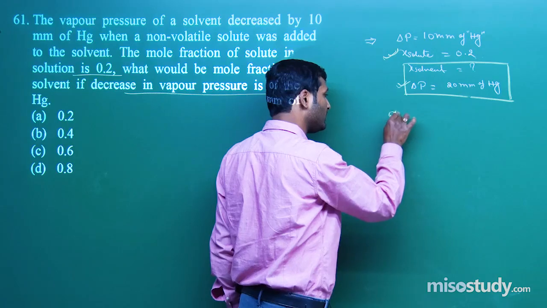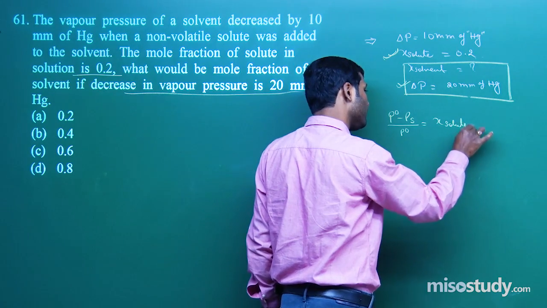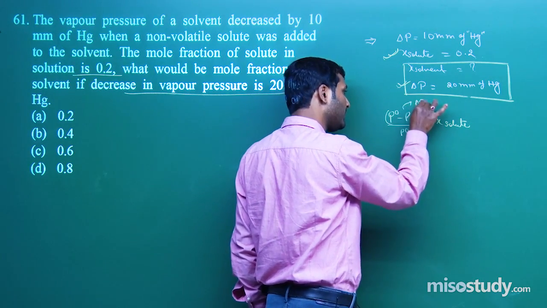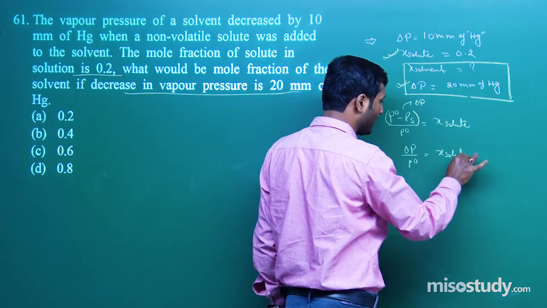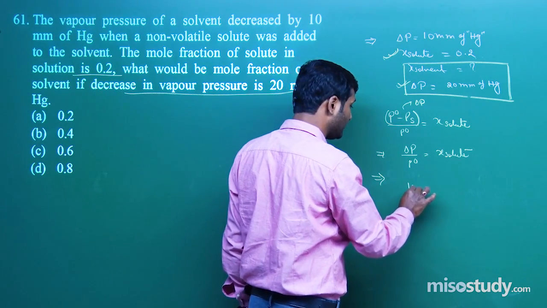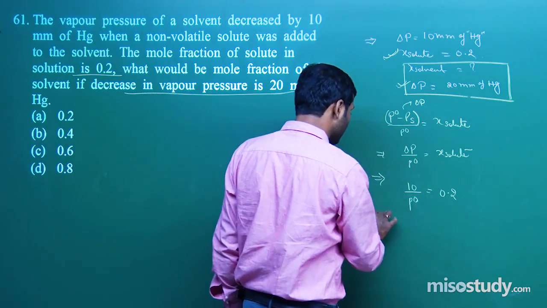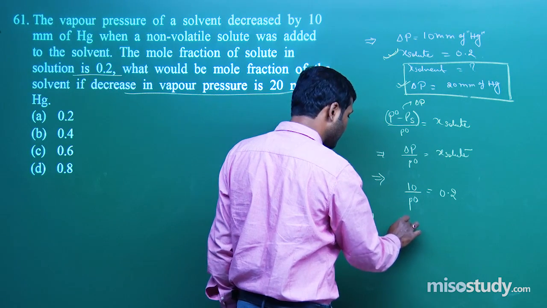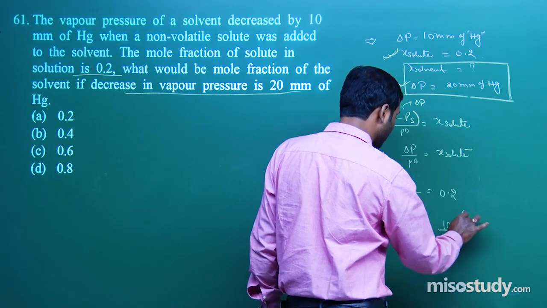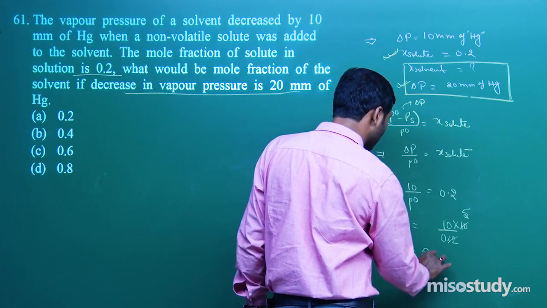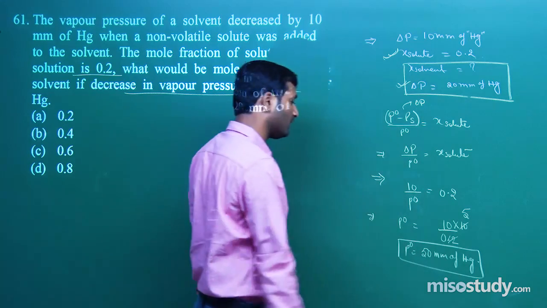Now how to solve? We know that P naught minus Ps upon P naught is equal to mole fraction of the solute. That is, delta P upon P naught is equal to mole fraction of the solute. What is delta P according to the question? 10. What is P naught? We do not know. The mole fraction of solute is 0.2. So P naught is equal to 10 by 0.2, that is 5, and we are getting P naught is equal to 50 mm of Hg, the vapor pressure of pure solvent.